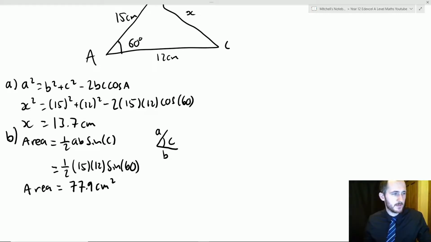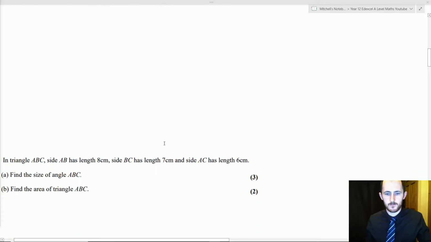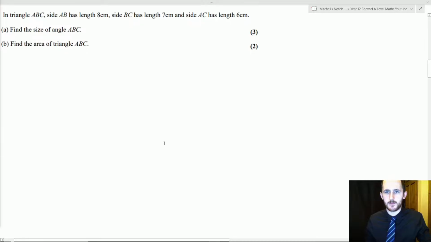So again, not too bad to begin with, but it's going to get trickier and trickier as we go along, so please let me know if it gets too tricky. Okay. So again, this question is fairly similar, but it's slightly more tricky.